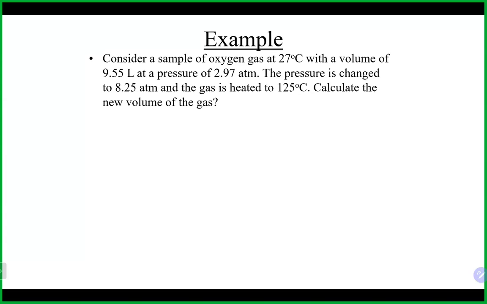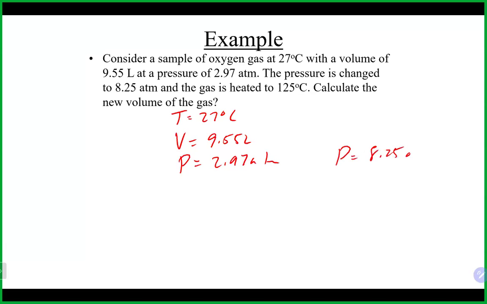Let's take a look. Once again, sometimes it's good to just pull out the information. So here we have a temperature of 27 degrees Celsius, a volume of 9.55 liters, and a pressure of 2.97. We have another pressure of 8.25, and we have a temperature of 125, and we are looking for a volume.